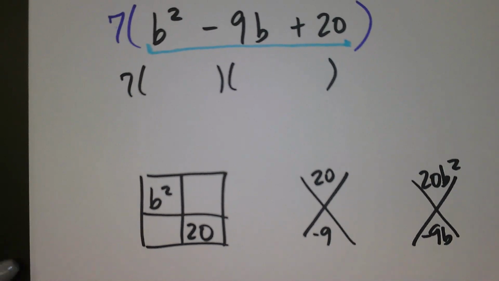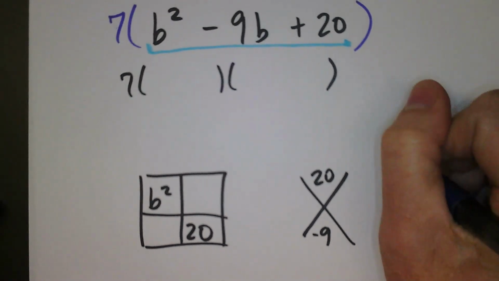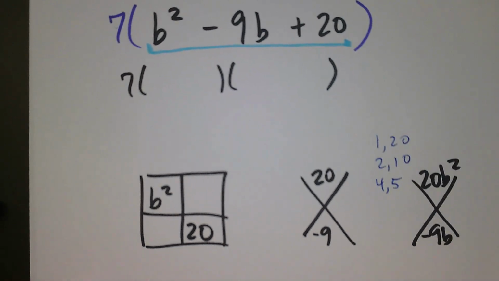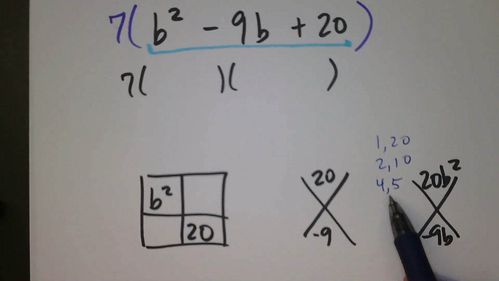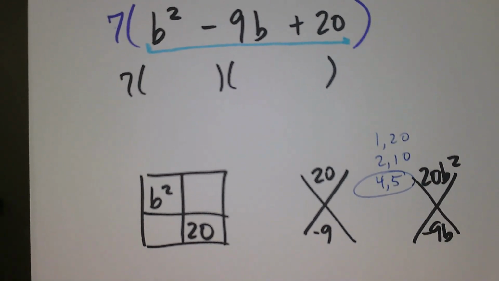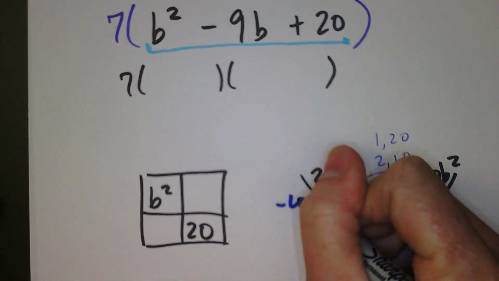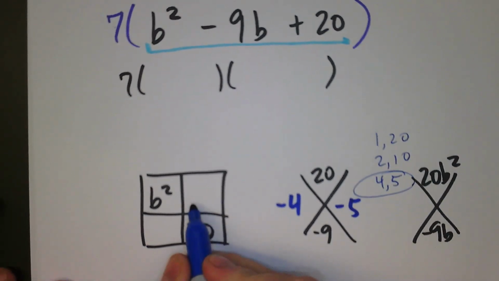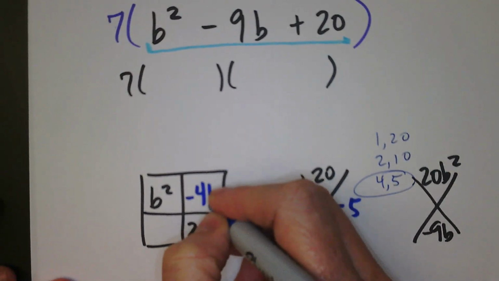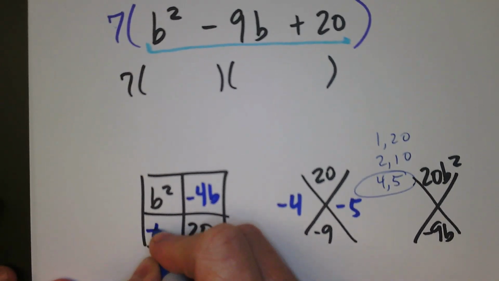I start thinking about my factors of 20. All right, 1, 20, 2, 10, 4, 5. They need to add to be negative and multiply to be positive, so they both have to be negative. That's what I'm looking for there. That's going to get me the pieces that I need. So I'll do a negative 4 and a negative 5. Once I put them in the area model, if you do your diamond problem without the variables, you have to put the variables on it. Negative 4b, negative 5b.